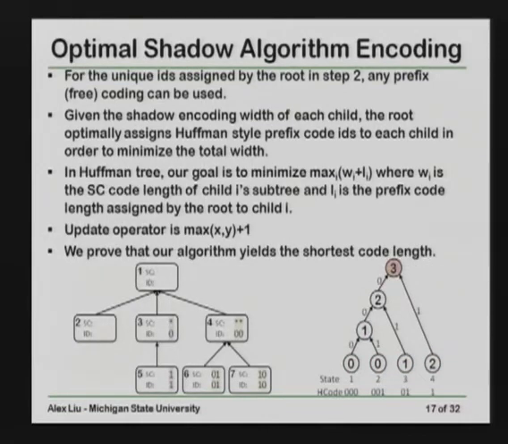In this way, the Huffman style code for state 1 is 000, for 2 is 001, for 3 is 01, and for 4 is 1. Then we use this code. You can see that this will also be a valid shadow encoding. However, we only need 3 bits instead of 4 bits. And we prove that this algorithm will produce the shortest code length.